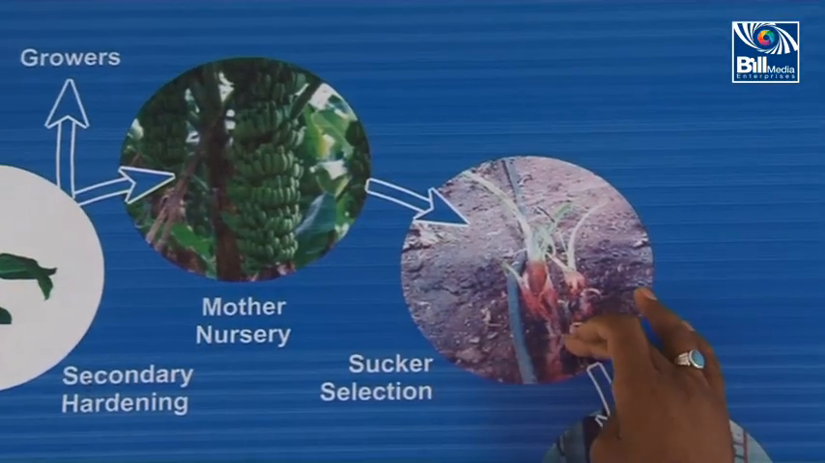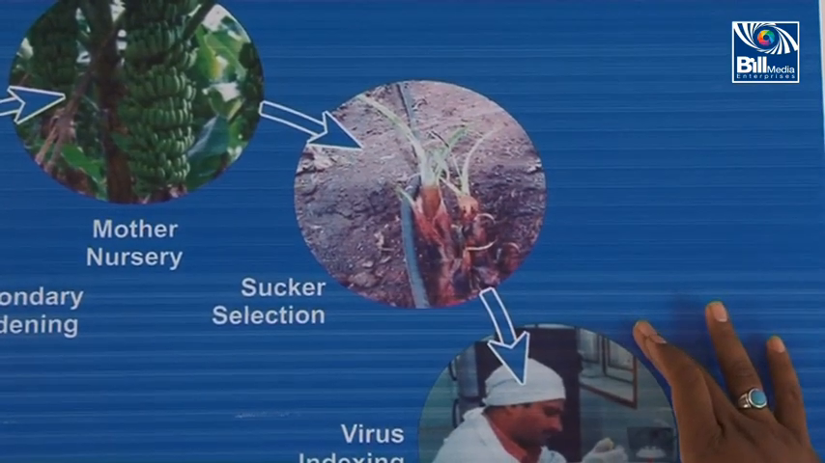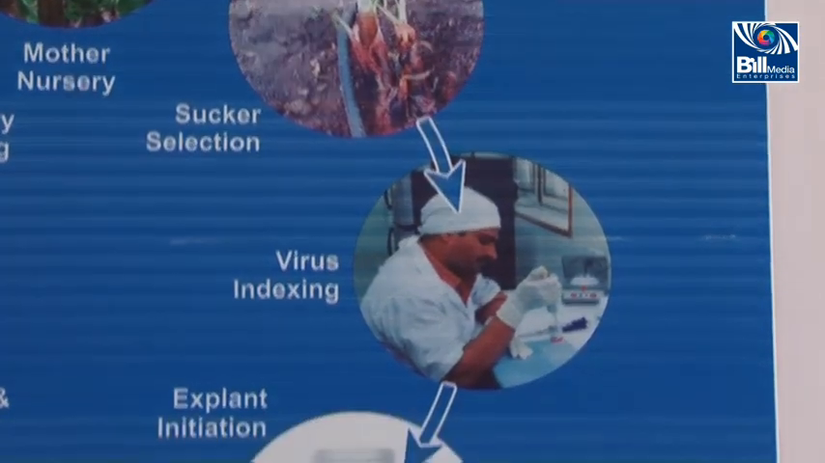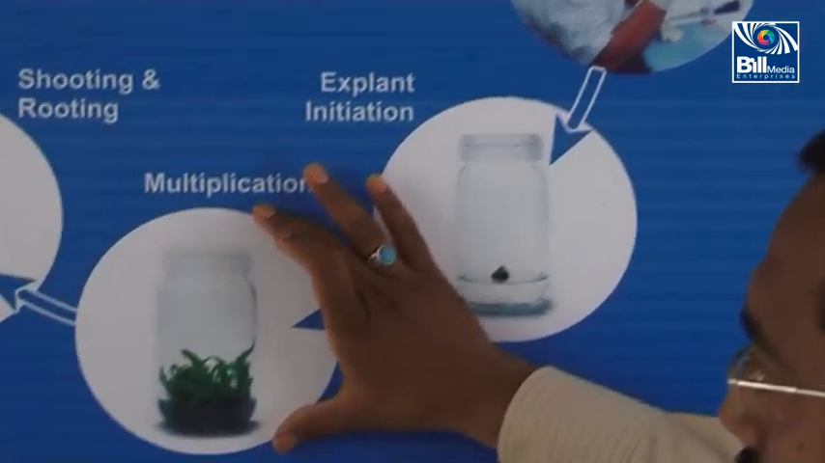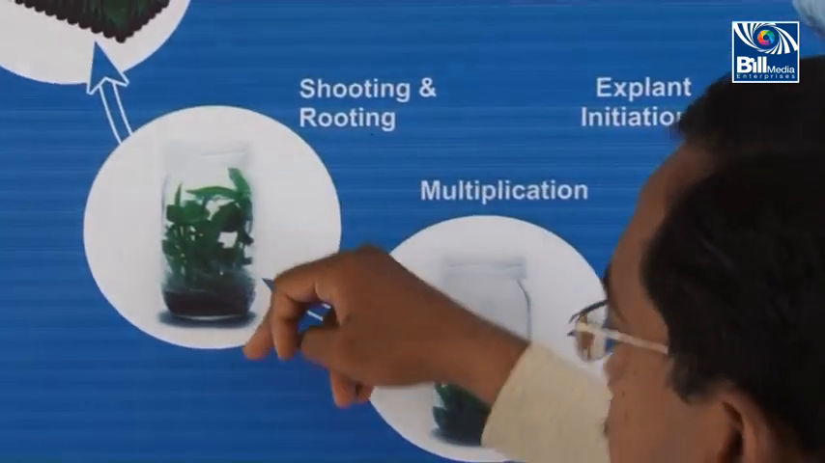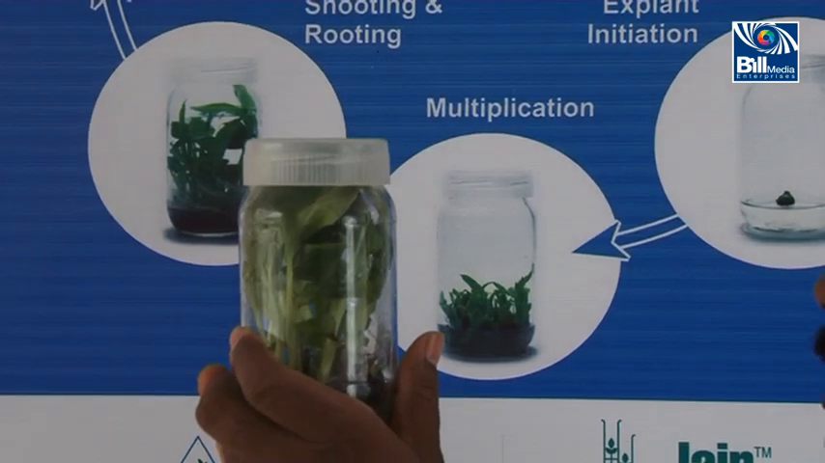Very good quality suckers we are selecting. From those suckers, we are first doing virus indexing in our laboratory. After virus indexing, we are doing the explant and initiation. Then this is the multiplication stage of these banana plants. Then it goes to the shooting and rooting stage, which is inside this bottle. You can see the shooting and rooting stage.